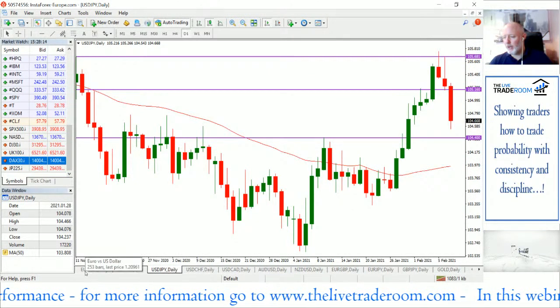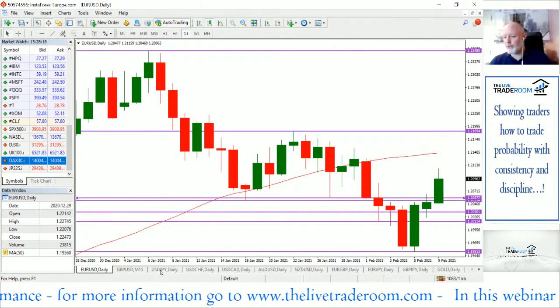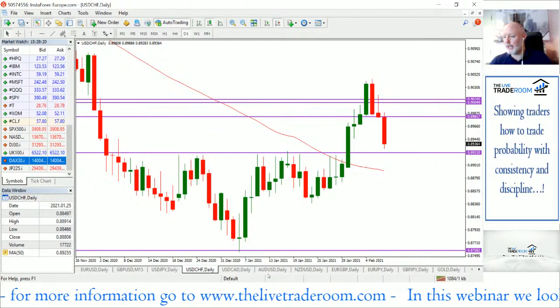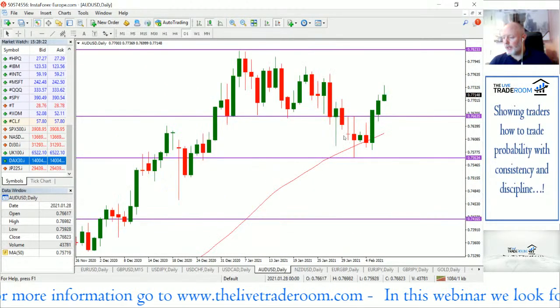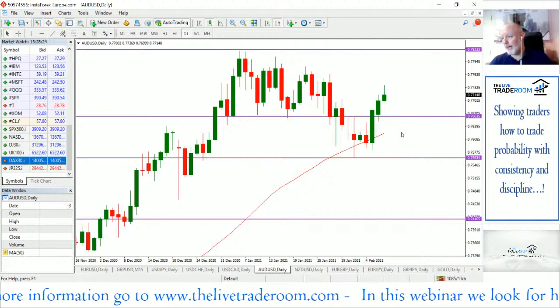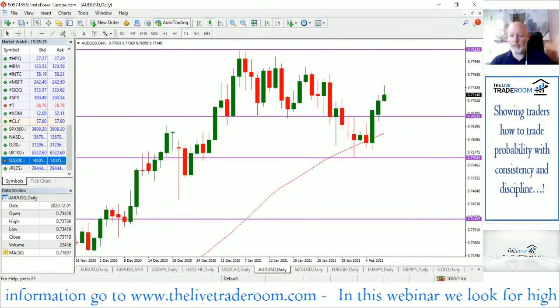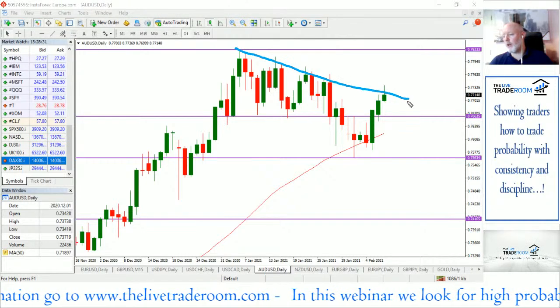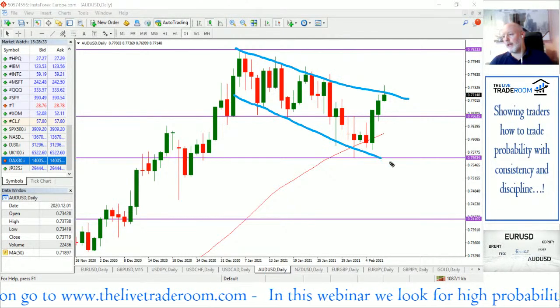Just to recap, the euro dollar to the downside, the dollar yen to the upside, the dollar Swiss to the upside, the Aussie dollar potentially rolling back over to the downside. You'll see technical analysts doing things like this. There's quite a strong downward trend in this market.